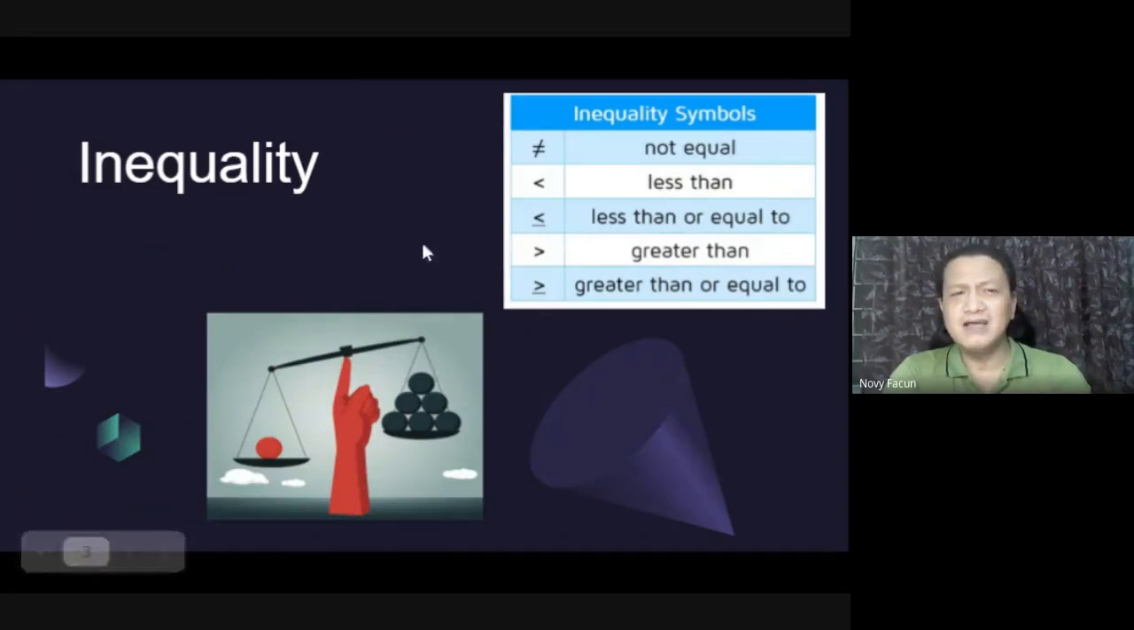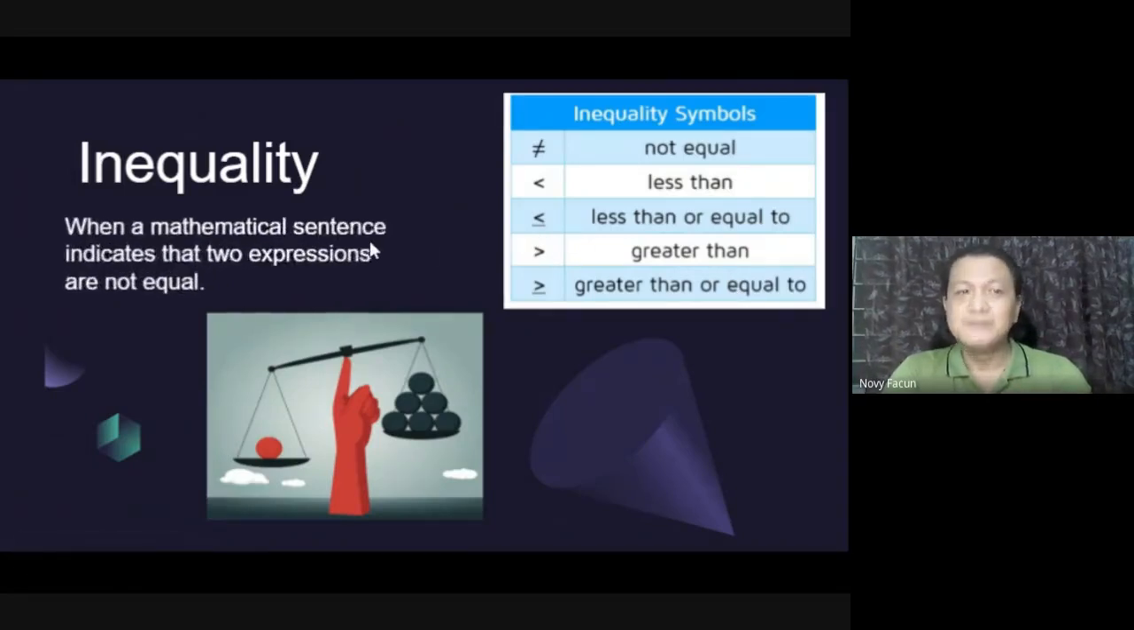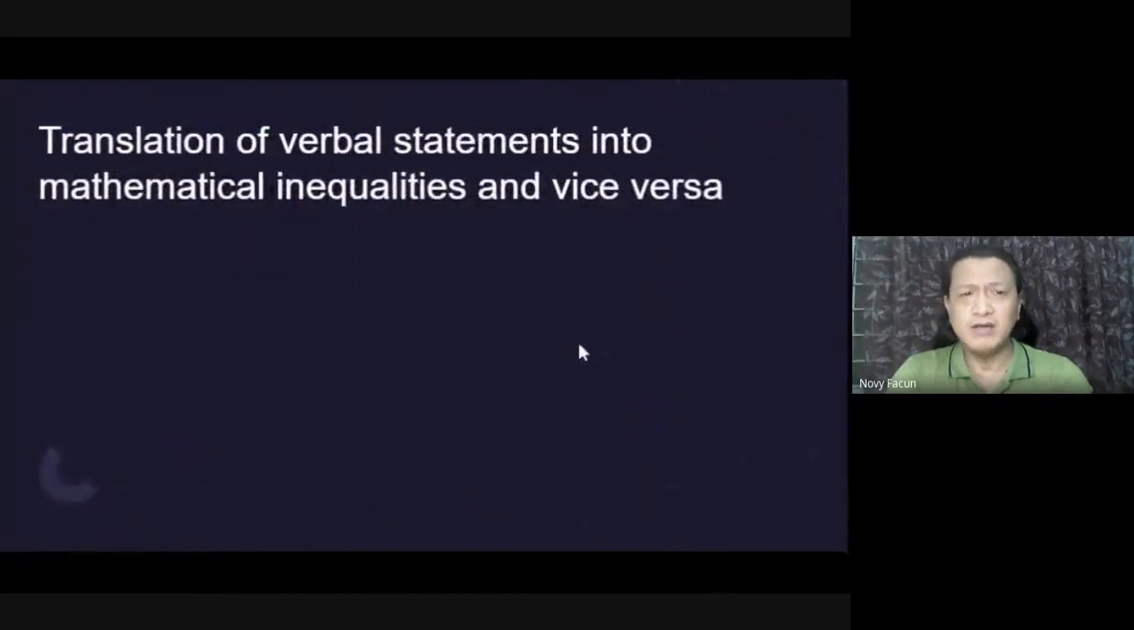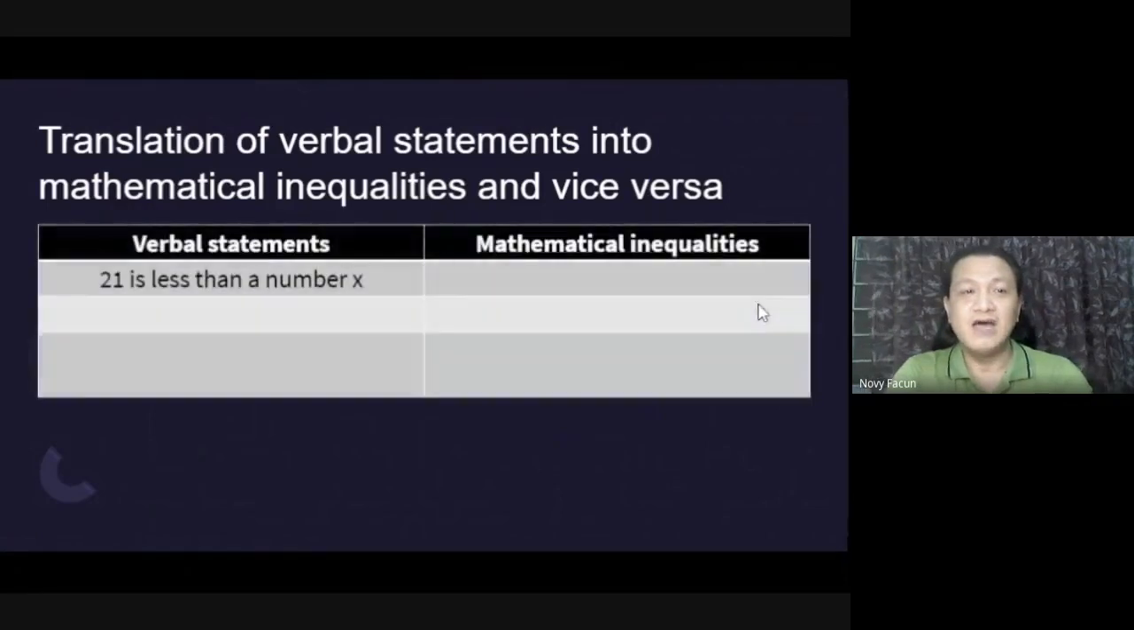Ibig sabihin, ang salitang inequality, that is when a mathematical sentence indicates that two expressions are not equal. So that's the definition. And with that, we are going to review first the translation of verbal statements into mathematical inequalities and vice versa. So let's have: 21 is less than a number x. This is a verbal statement, gagawin nating mathematical inequalities, and that will become 21 is less than x.